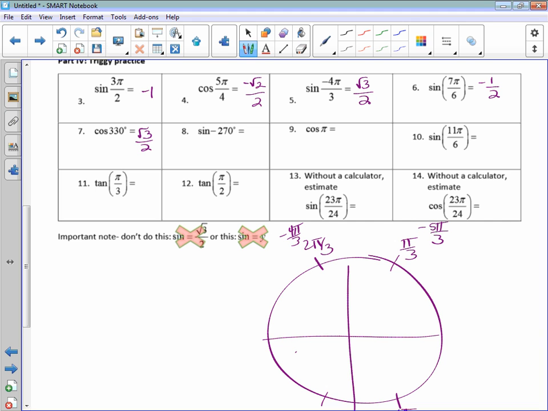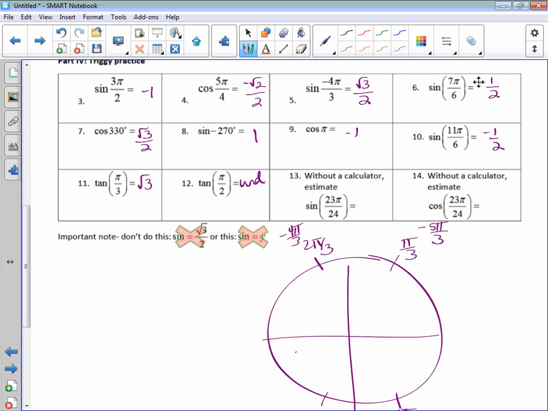Sine of negative 270. Cosine of pi. Sine of 11 pi over 6. Tangent of pi over 3. There we go. Tangent of pi over 2. Yeah, you get 1 over 0. That's not okay.